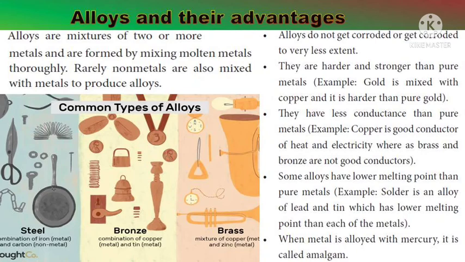Alloys and their advantages. Alloys are mixtures of two or more metals and are formed by mixing molten metals thoroughly. Rarely, non-metals are also mixed with metals to produce alloys. Then advantages are given below. The first one is alloys do not get corroded or get corroded to a very small extent.